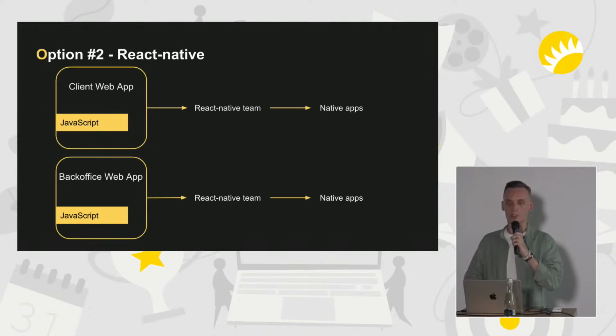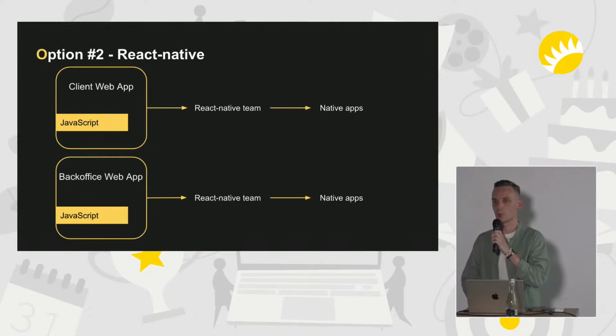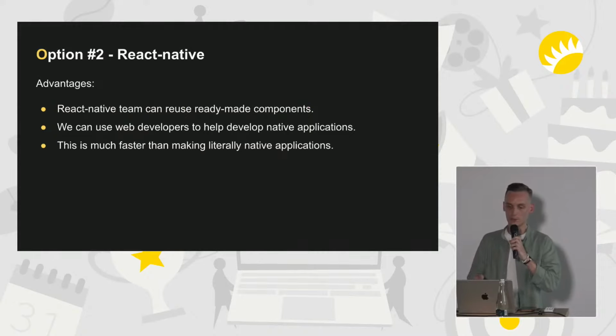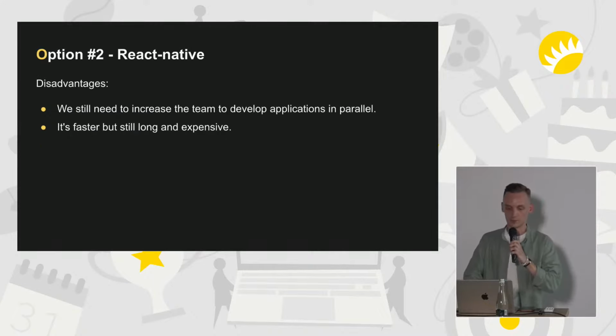The second option is React Native development. It's quite a popular way to build native applications using the JavaScript language and React features. And this way is much faster because the React Native team can reuse already prepared components from the web applications, and we can use web developers to build the native applications and vice versa. So it's much faster, but we still need to increase the development team to build applications in parallel, and it's still time and money consuming.